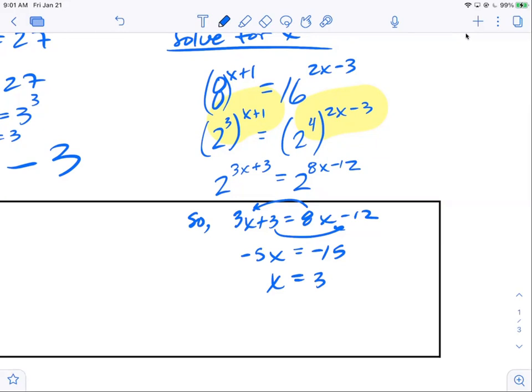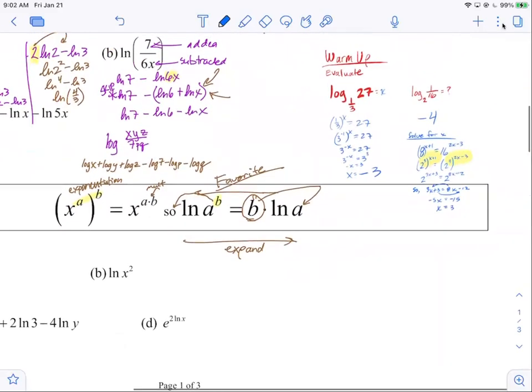Which is part of 4.4. 4.4, the second half of it after we learn the properties, is solving exponential and log equations. And that's one of them. So when you can get the bases the same, that's the goal. If not, there's another strategy that we'll talk about maybe on Monday. All right.